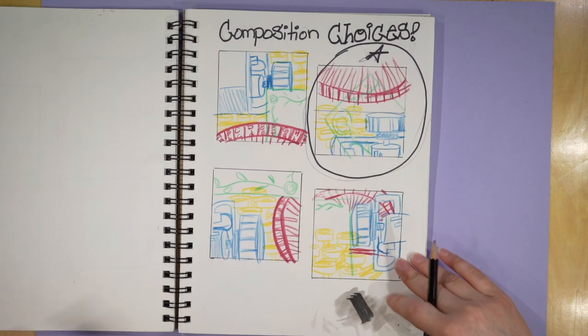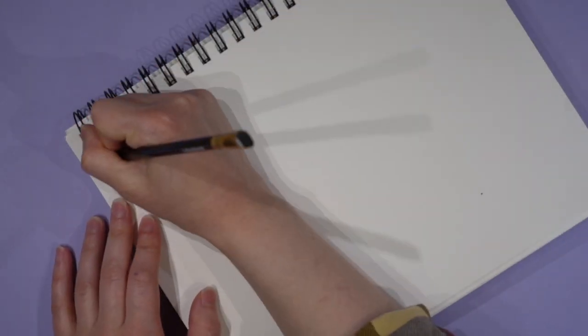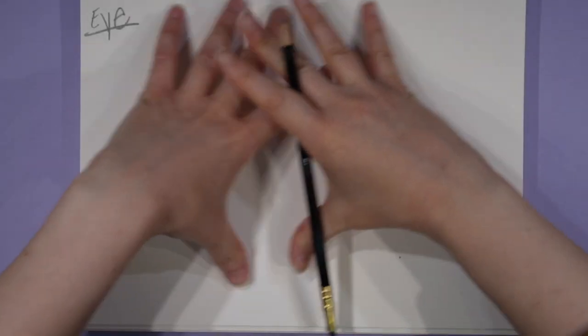Okay, in our sketchbook. Oh, we already did that, and this, and a bunch of these other things too. Okay, here we go. In your sketchbook, we are going to do an eye. Okay, I'm going to draw mine enormous so that you can see what I'm doing.